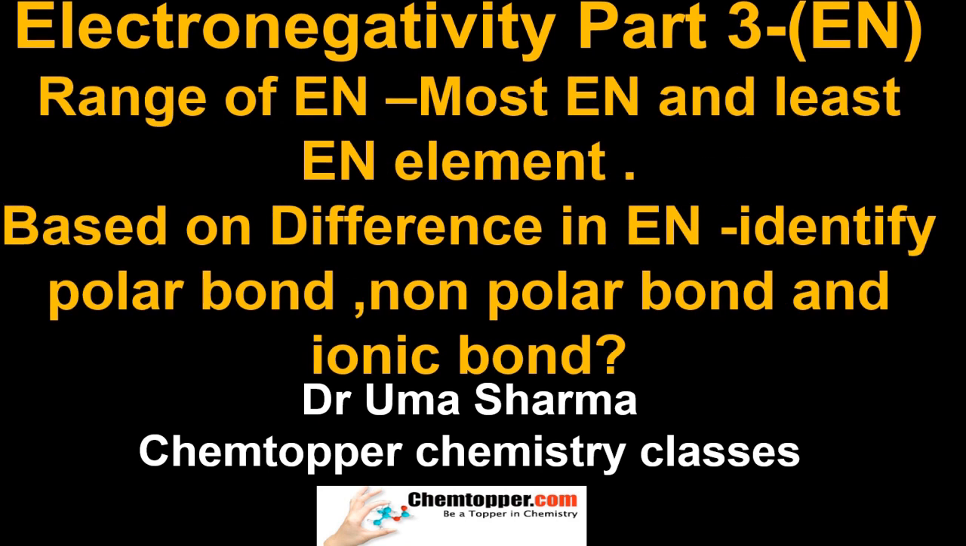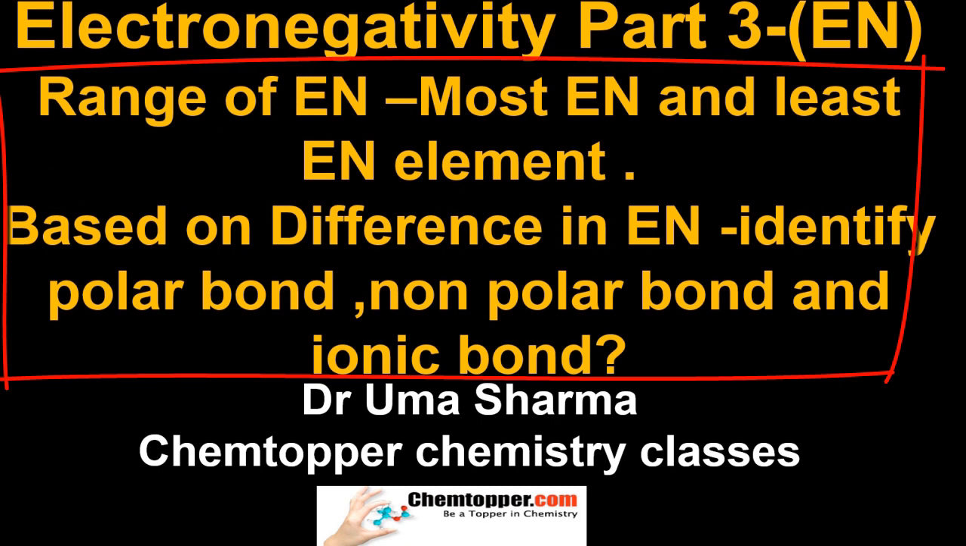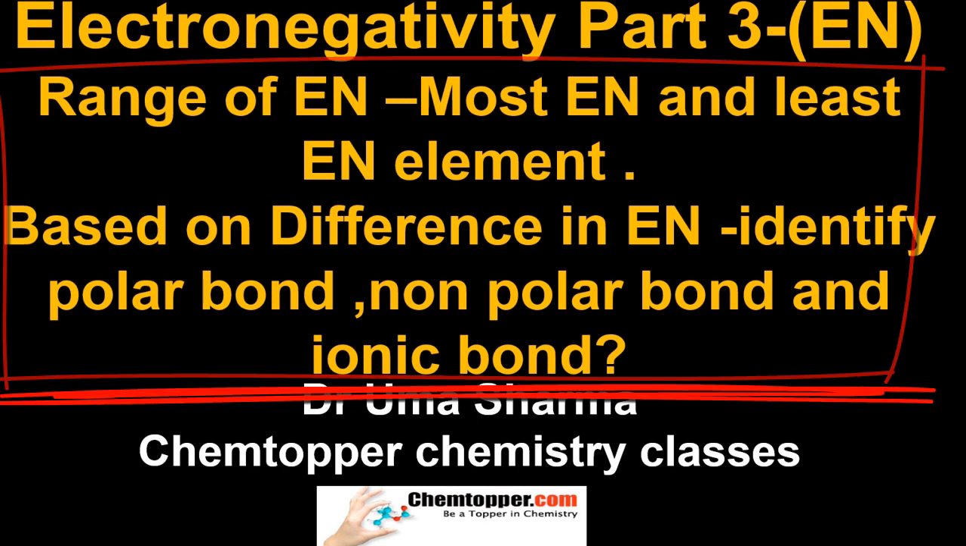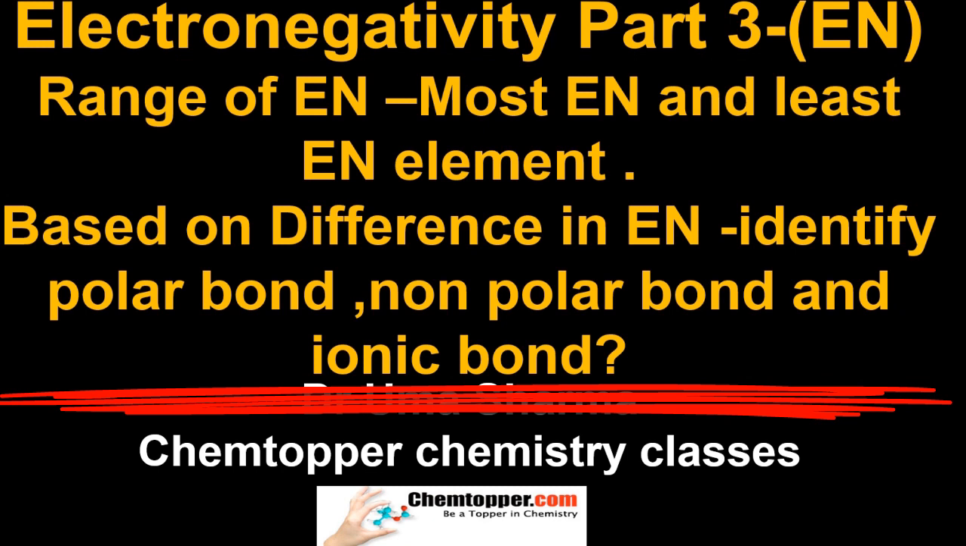In the Electronegativity Part 3 video, we did the range of electronegativity on the Pauling scale. Which element has the highest value of electronegativity? Which element has the lowest value of electronegativity? And based on the difference in electronegativity, different types of bonds are identified: polar bonds, non-polar bonds, and ionic bonds.